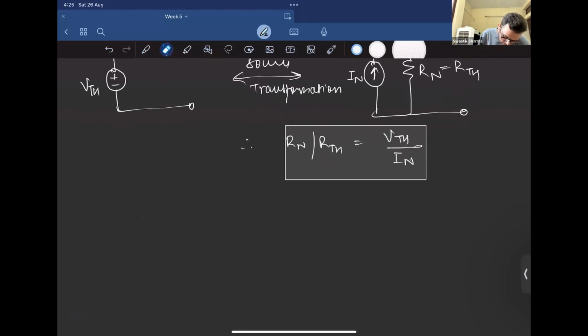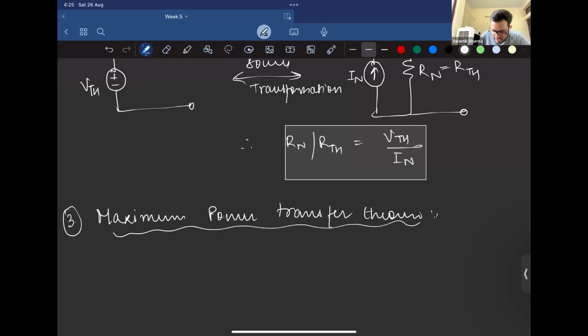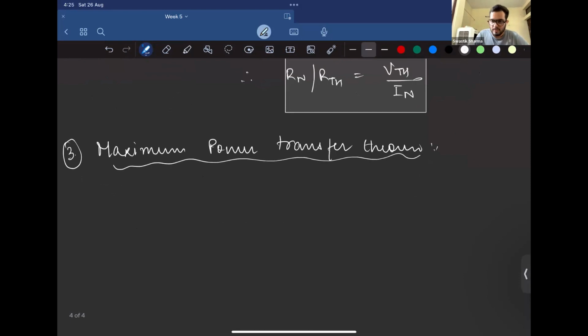Okay. Now the last thing I want to discuss is the maximum power transfer theorem. So at times you'll find yourself in a situation where you want to maximize the power being transferred from the source to the load, right? So how do we do that? In terms of Thevenin, if I have a linear two-terminal circuit and I reduce it to a Thevenin circuit, which is a Thevenin voltage in series with a Thevenin resistance, at what value of the load resistance would the maximum power be transferred?